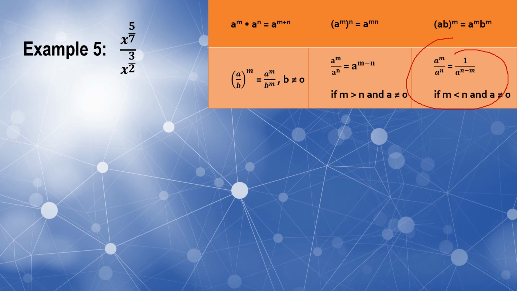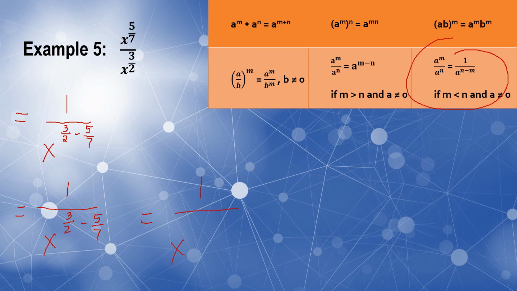So applying the said law, it becomes 1 over x raised to the difference of the two exponents: the exponent of the denominator minus the exponent of the numerator. 1 over x raised to 3 over 2 minus 5 over 7. Let us apply the butterfly method in subtracting.